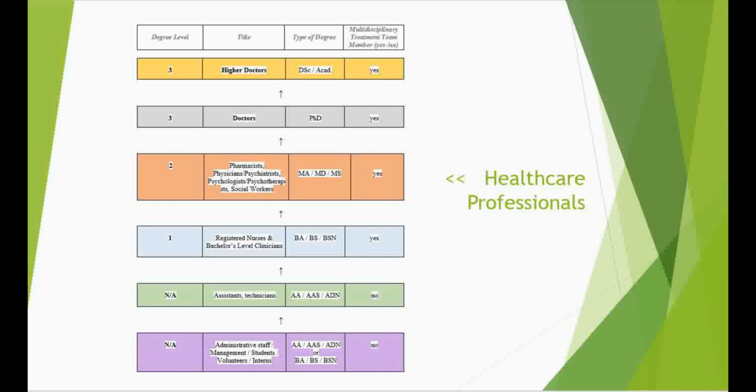So degree level 1, registered nurse, bachelor level. Above the registered nurse, you have the three main areas of professional specializations. Okay, level 2: pharmacists, physicians, psychiatrists, psychologists, psychotherapists, and social workers. Now this is tricky because there are some physicians and psychologists that are also doctors. The same applies to some social workers that are doctors, or pharmacists that are also doctors. But in terms of the treatment team, this is not a requirement.